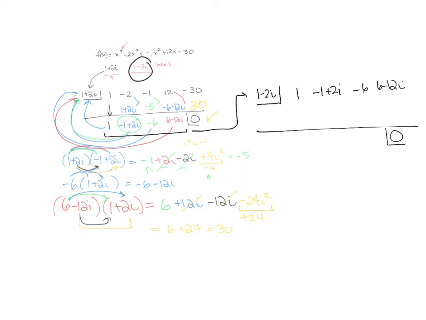So let's work through this process. We're going to bring down the 1, multiply it. That's going to be 1 minus 2i. Combine these guys together.